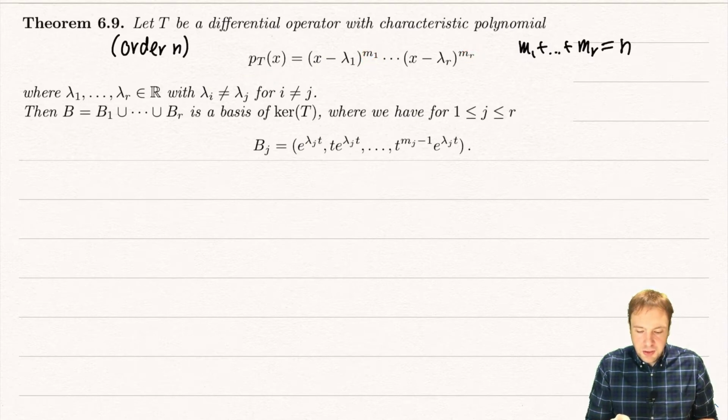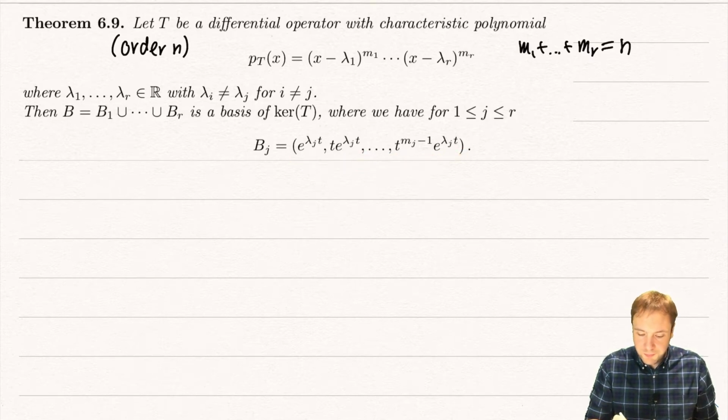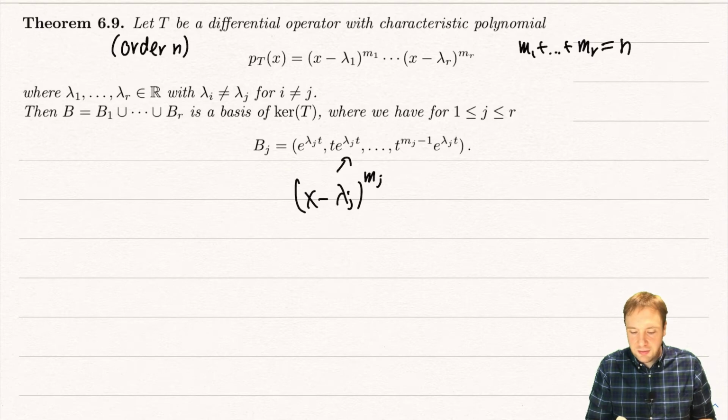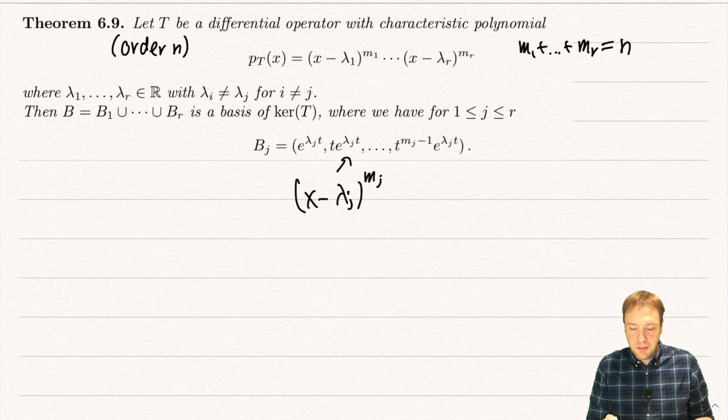And then the statement is, for each of these factors, we get elements in the kernel which look like this. So for one of these factors, I get m linearly independent functions. So the factor x minus lambda j to the mj gives these mj functions here, where I start with e to the lambda jt, t times e to the lambda jt, t squared times e to the lambda jt, up to t to the mj minus 1 times e to the lambda jt.